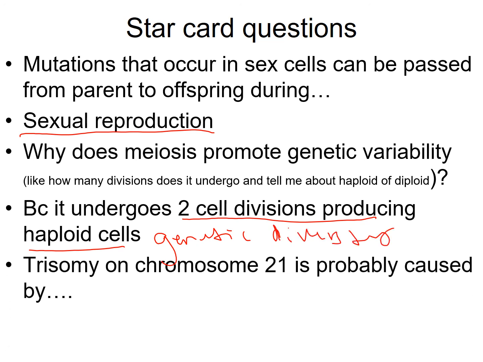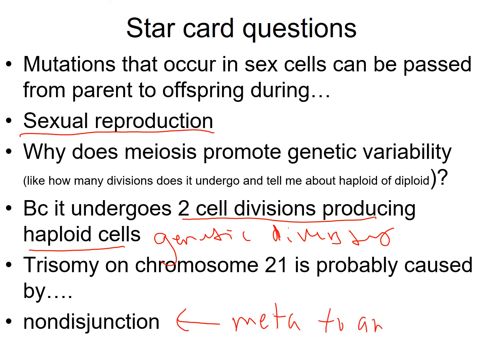Trisomy on chromosome 21 is probably caused by non-disjunction, where they did not split during metaphase to anaphase. Because when the anaphase pulls apart, the spindle fibers didn't connect in metaphase, and in anaphase it just went with the sister. But other than that, that is all.